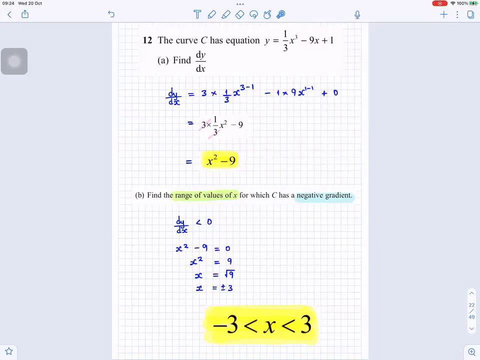Find the range of values of x for which C has a negative gradient. When the gradient is negative, dy over dx is less than 0. So x squared minus 9 is equal to 0. When we solve that, we will get x to be plus or minus 3. So you would have minus 3 less than x less than 3. That is the range, starting at minus 3 and ending at 3.